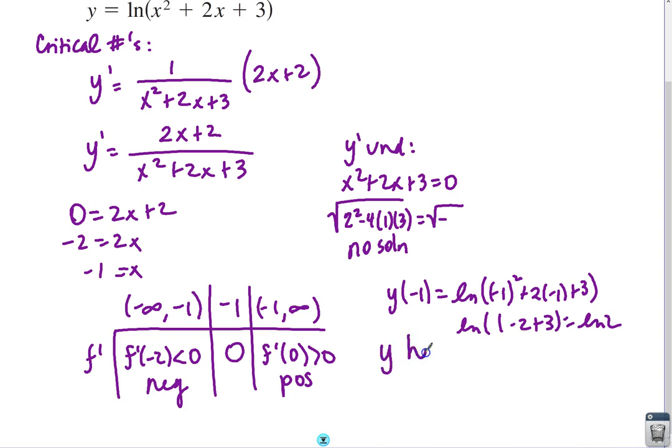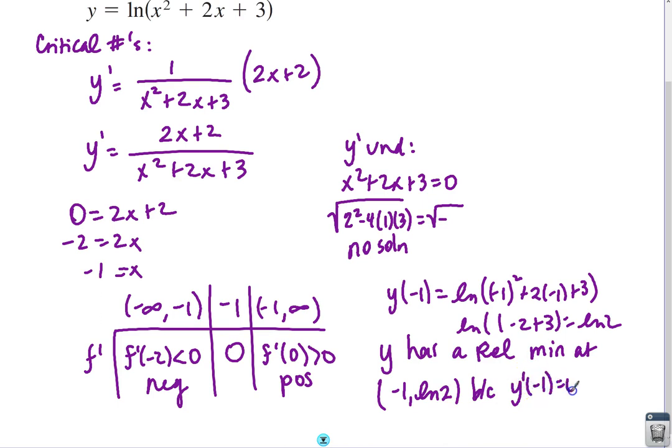So y has a relative minimum at the point negative 1 comma natural log of 2, because y prime of negative 1 equals 0, and y prime changes from negative to positive. If it had changed from positive to negative, it would have been a relative maximum. Okay, so natural logs, derivatives of inverse functions, all that combined in one awesome video.